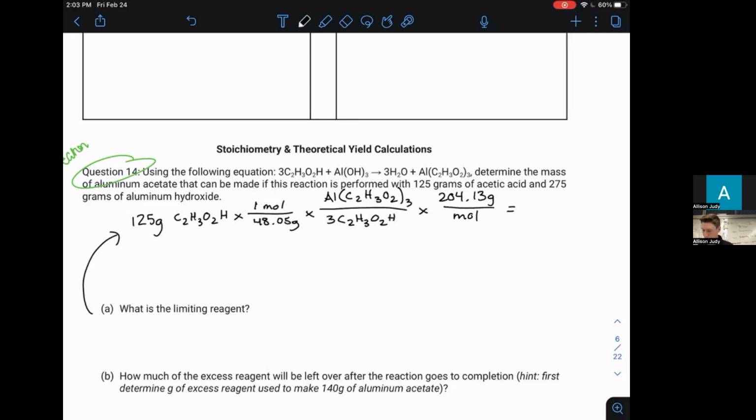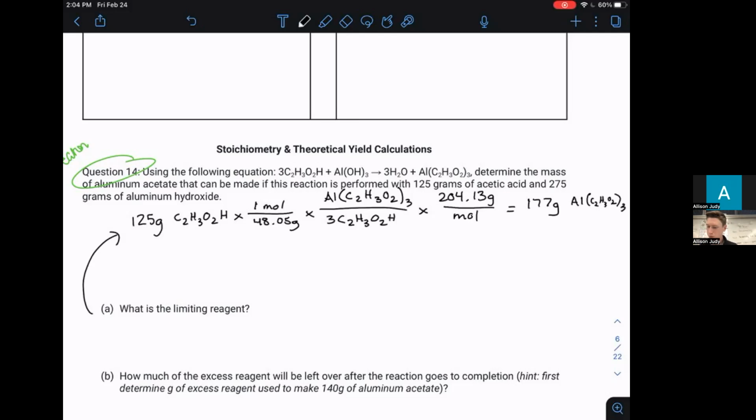So if we do this calculation, 125, 48.05 times 1 over 3 times 204, we get 177 grams of aluminum acetate. Sorry for writing so small.